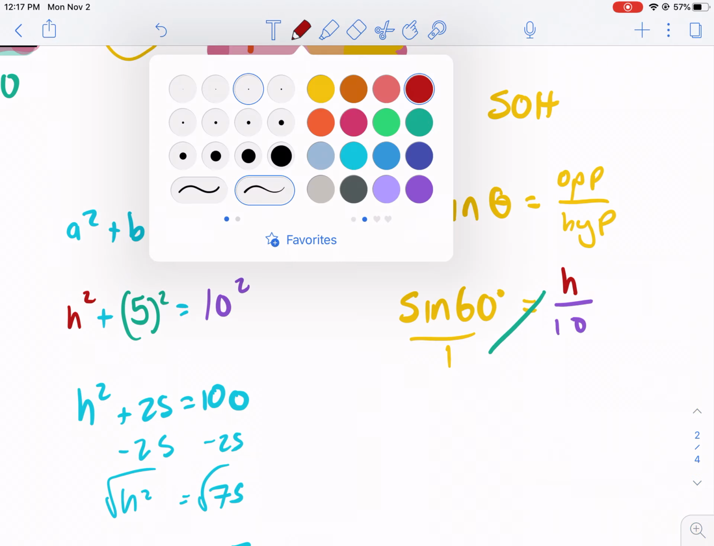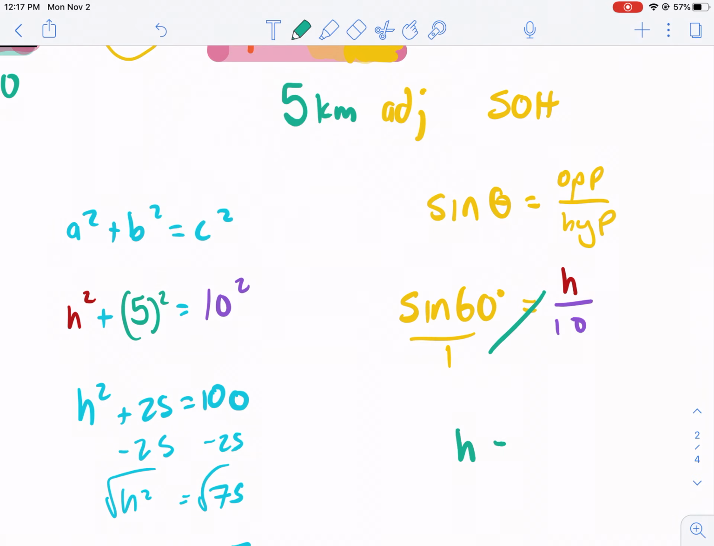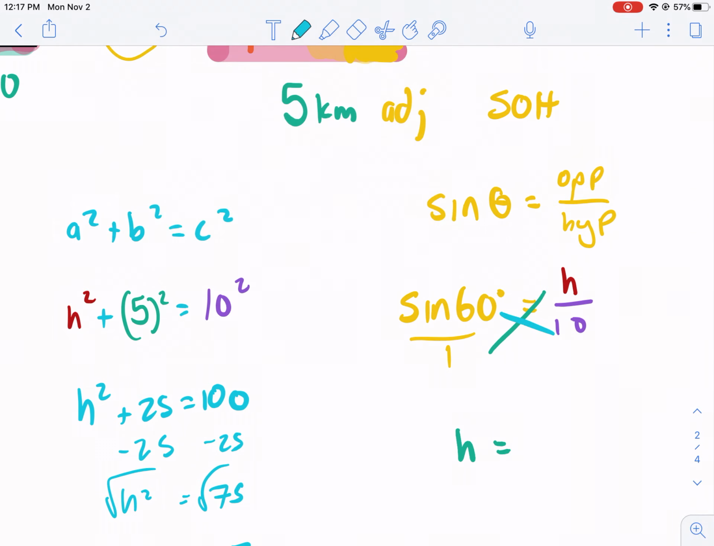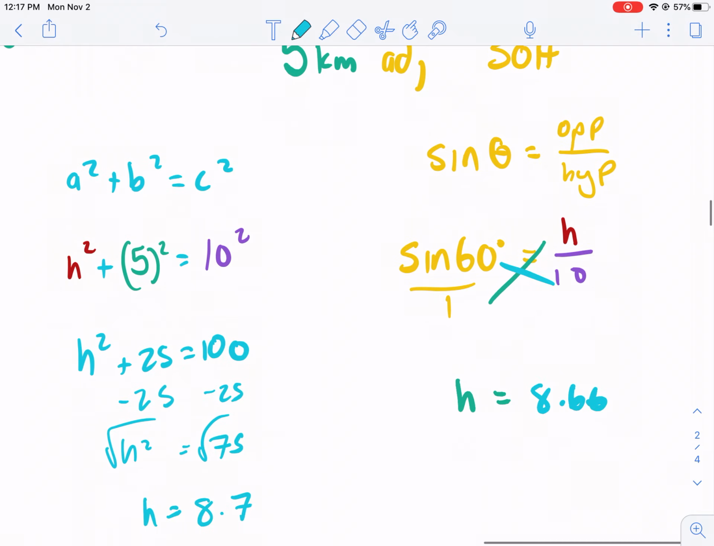I should write that in green, shouldn't I? Equals, and then I'll do this one in blue. We get sine of 60 times 10, so we can just type sine 60 on a calculator times 10, and that gives us 8.66. So we get h equals 8.66, round to the nearest tenth, we get 8.7.